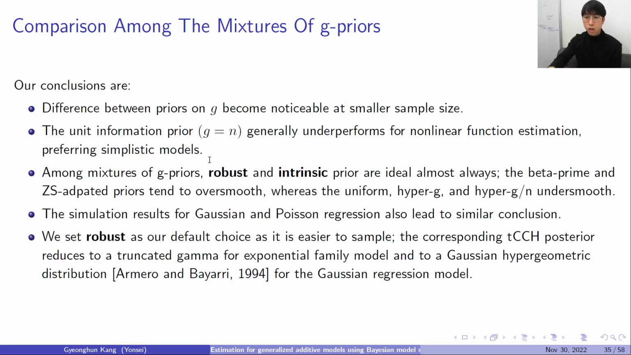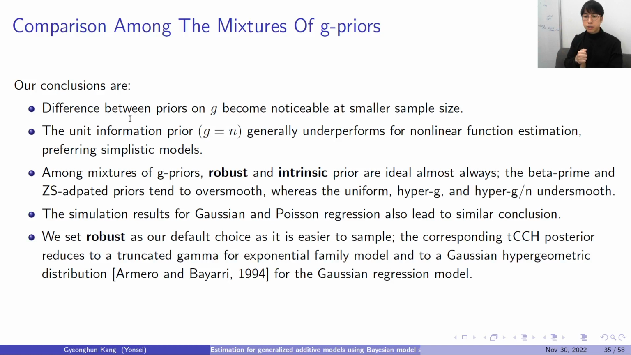So what is the result here? Our conclusion is that differences between priors and G become noticeable at small sample size. Obviously, the unit information prior generally underperforms for nonlinear function estimation, preferring simplistic models. And among the mixtures of g priors, the robust and intrinsic prior is ideal almost always. The beta prime and generalized g tend to oversmooth, whereas the uniform hyper g over n tends to undersmooth, right? Undersmooth means they are not penalizing enough, right?